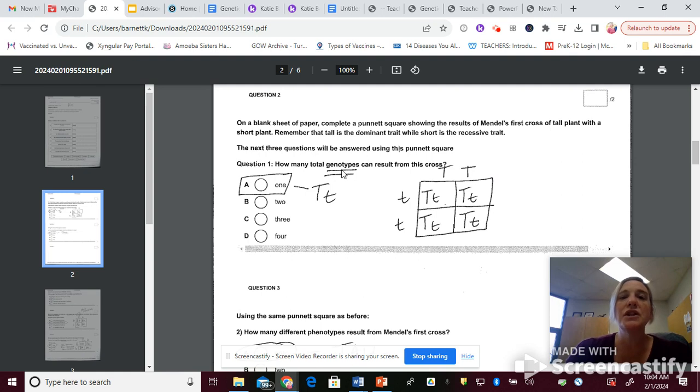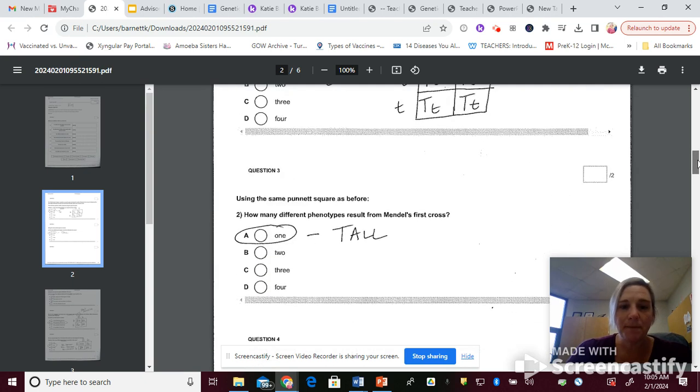So how many total genotypes? In this Punnett square, there are always 4 possible outcomes, but notice they're all the same genotype, big T, little t. So your answer is 1. The second question, how many different phenotypes? These are all tall. So the answer to that one is also 1.